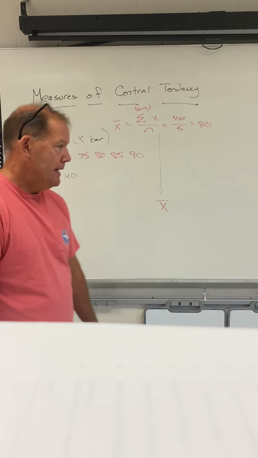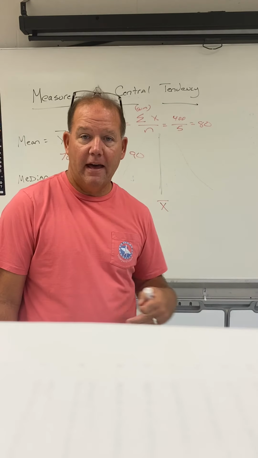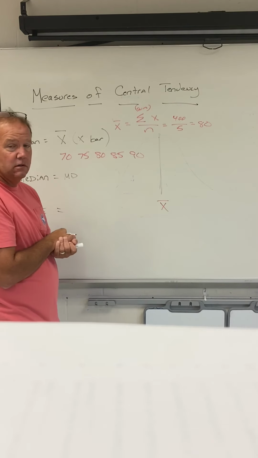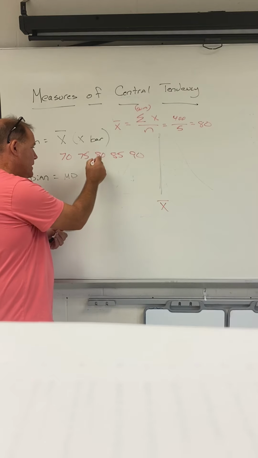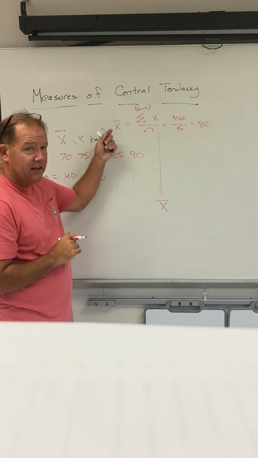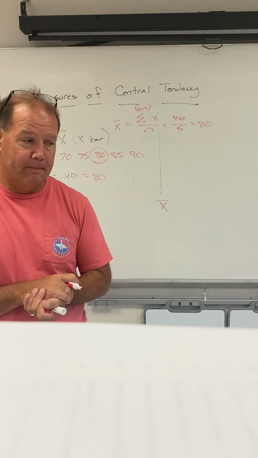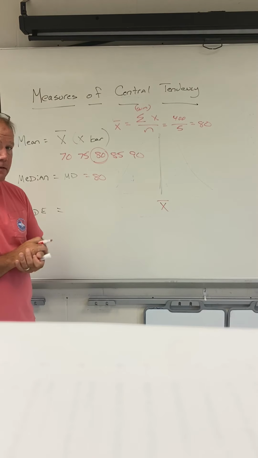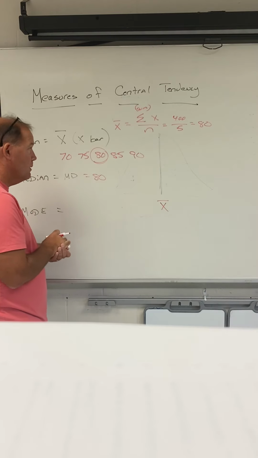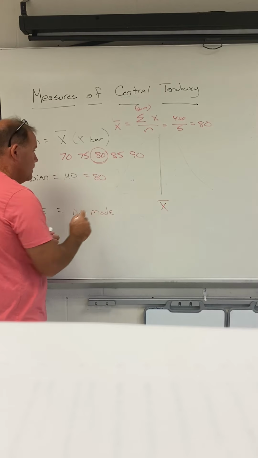Now, if I was going to say to you, well, what's the median? The median is the middle value. When we have 5 numbers, it's easy to find the median. The median is going to be that score that's in the middle. So in this particular data set, it is possible to have a median and a mean that are exactly the same. If you're asked about the mode, the mode is the number that comes up most often. So for this particular data set, we would have no mode.